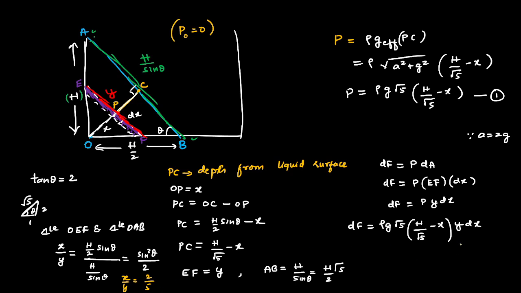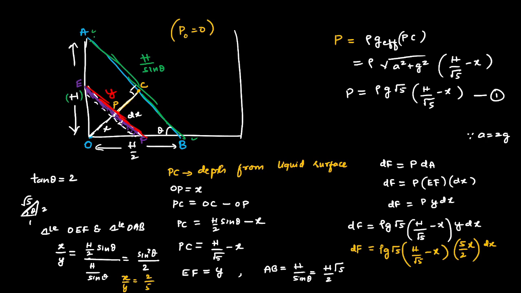So y here is going to be 5 by 2 times x, that is our y, and dF here is equal to rho g times (root 5 and h by root 5 minus x). That is our small elemental force. Dear students, we have written everything in terms of x. Now we have to just integrate from O to C, correct? So let's do it and get that integration. I will take it to the next slide.